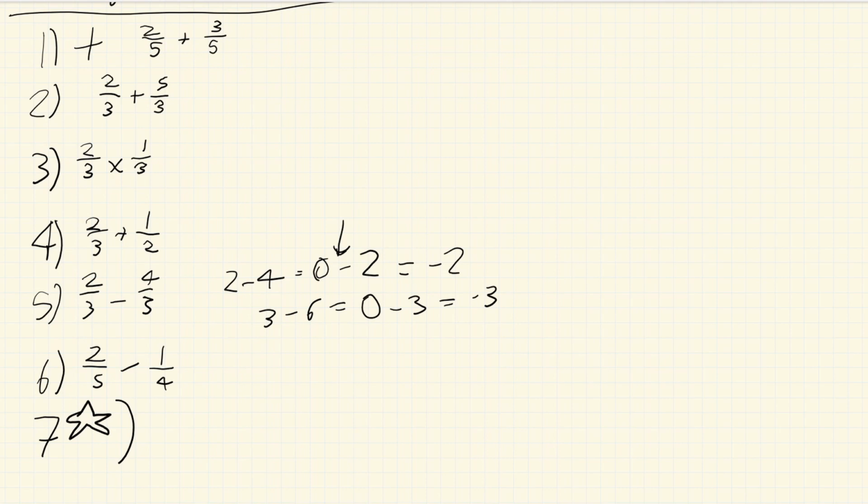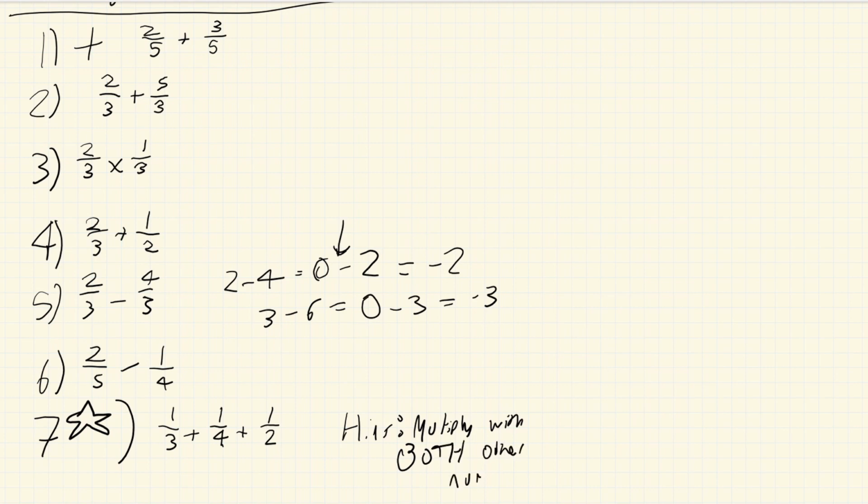As a lovely challenge question as well, what would you do if you had 3 numbers? So we're going to do 1 divided by 3, add 1 divided by 4, add 1 divided by 2. So the hint is multiply with both other numbers. So go off and do them, and then I'll go through the answers.